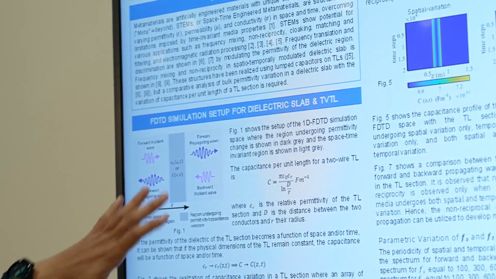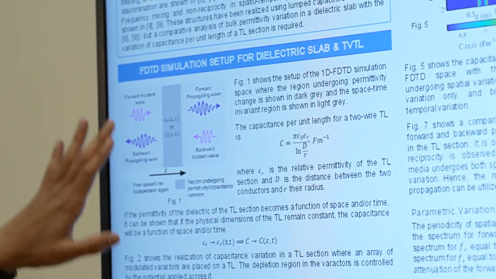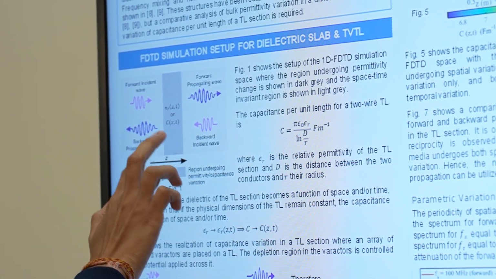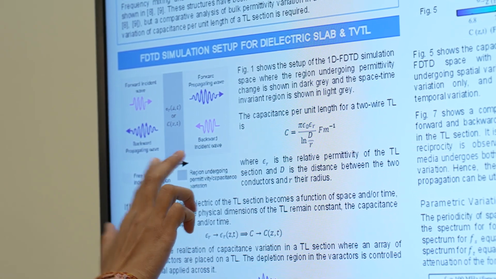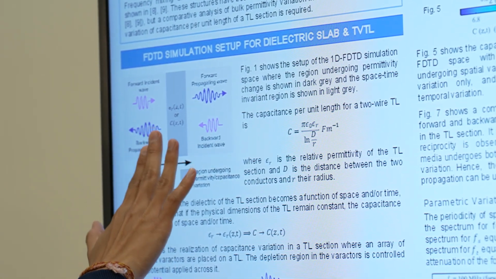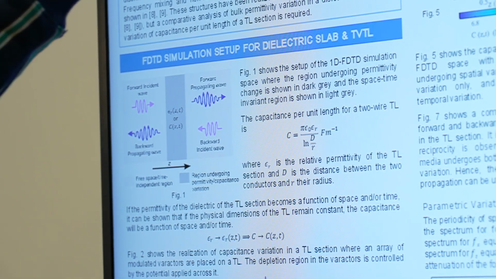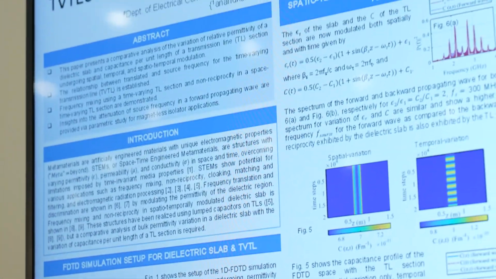So this is the simulation space. This is air on both sides, and this is the dielectric slab whose epsilon or capacitance changes. So if the epsilon changes, we observe three phenomena: frequency translation, mixing, and non-reciprocity.